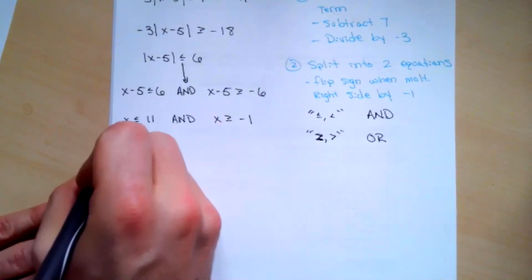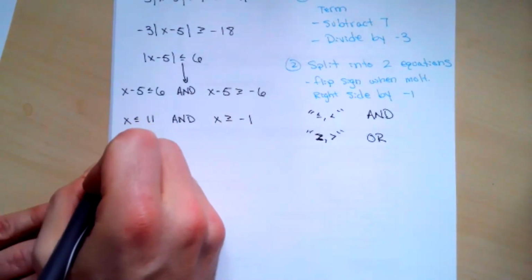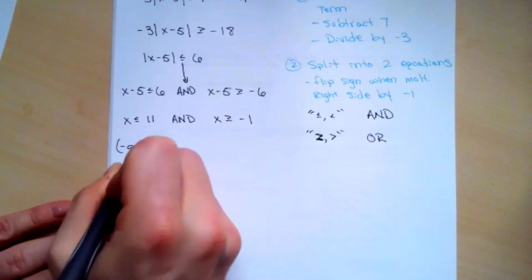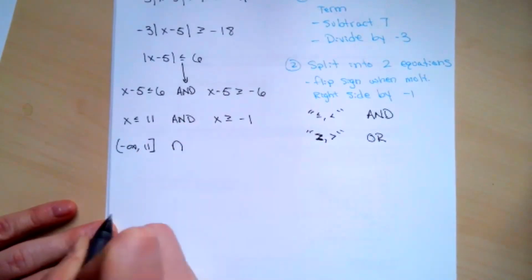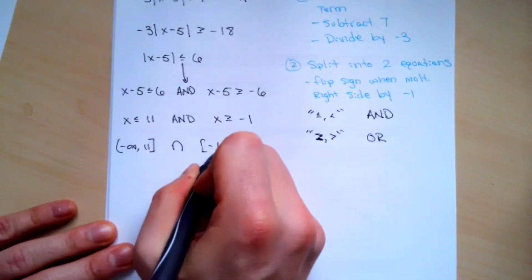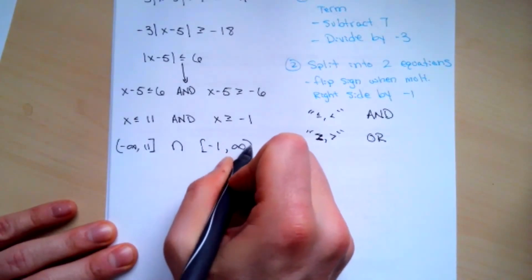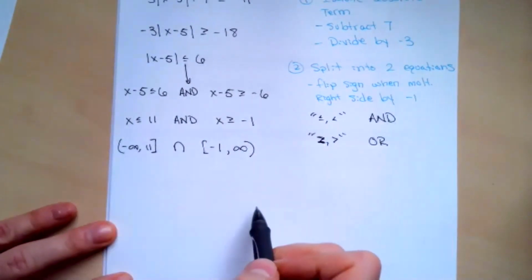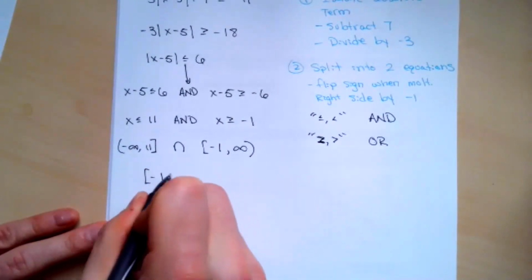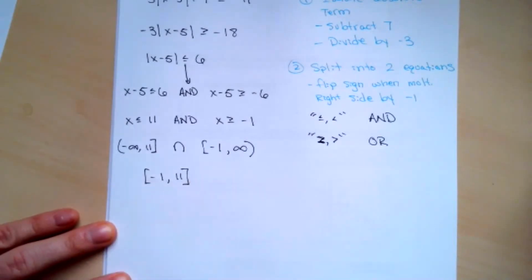And so what is our solution? If you wanted to draw out the picture, we have minus infinity up to 11, including 11, and means intersection. And we want x's greater than -1. And since we're taking the intersection, our solution ends up being -1 up to 11.